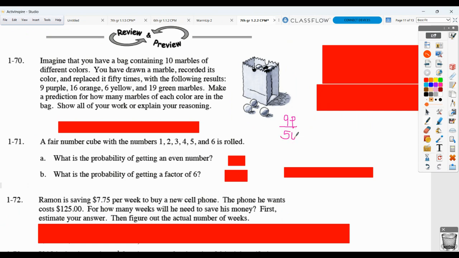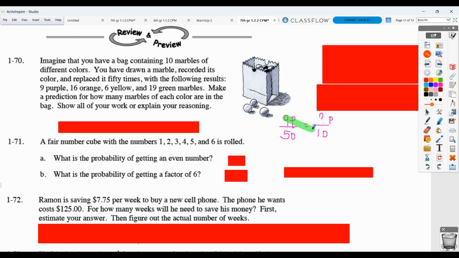The question is, what does that probably mean for how many purple marbles are in the bag out of 10? We're trying to figure out how many purple are actually in the bag out of 10 if we pulled out 9 purple out of 50 marbles. Now, keep in mind, this is not necessarily going to come out exactly, because 50 divided by 5 is 10, but 9 divided by 5 is not going to give us a whole number. So you can do cross products, you can do this however you wish, but it is going to be a prediction. You're going to have to do a little bit of rounding or reasoning it out.